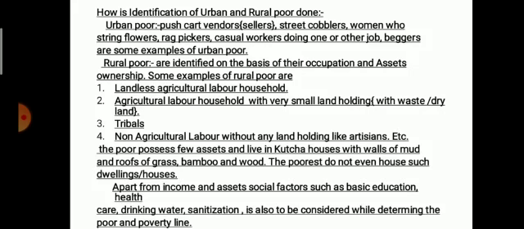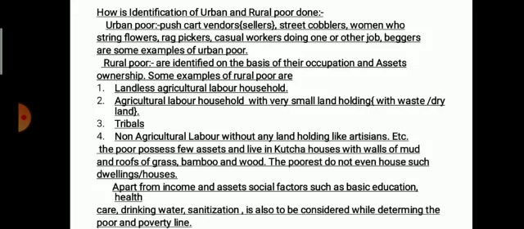So the fourth point is people who do not have any agricultural land and who are non-agricultural workers, like artisans doing carpenter work, wooden work, pottery work, weaving work, etc. The poor people do not have any assets and live in kacha houses, and the poorest people, that is the BPL population, do not even have such kacha houses.